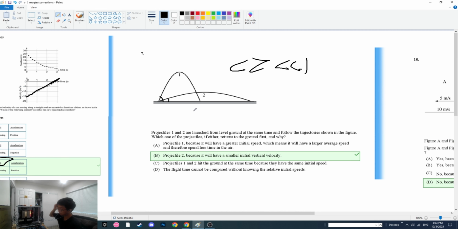And the mistake I made in this one was not knowing that we were only looking at the vertical velocity, and that was the only thing that has a factor in how long it is in the air. So I thought that we would need the relative initial speeds in order to find how long it was in the air, and that's why I chose D as my answer.